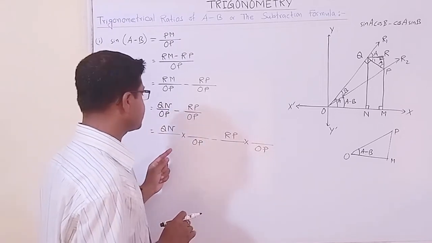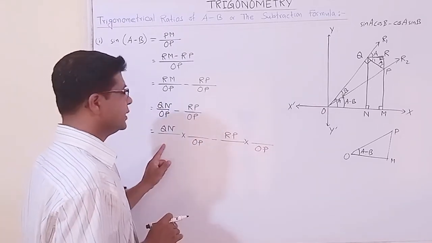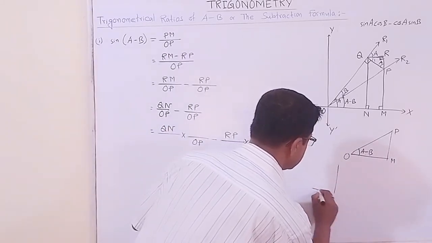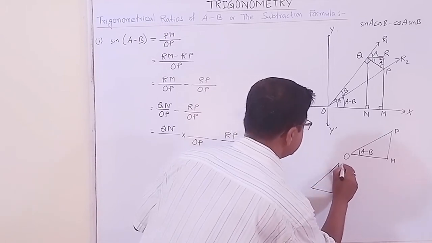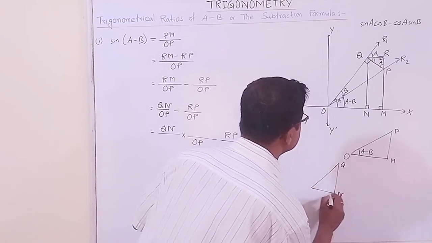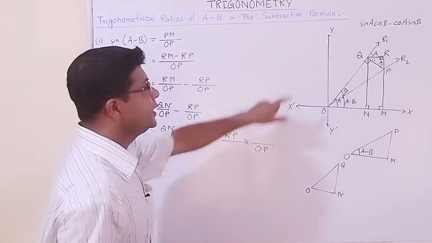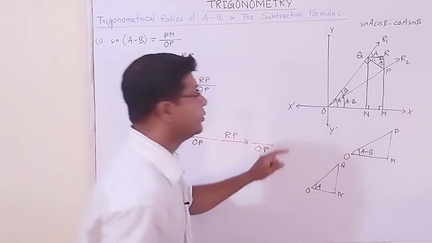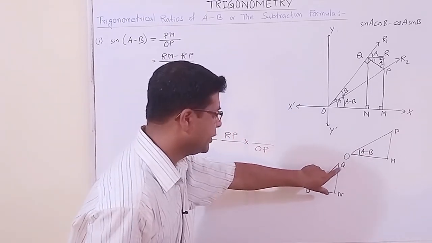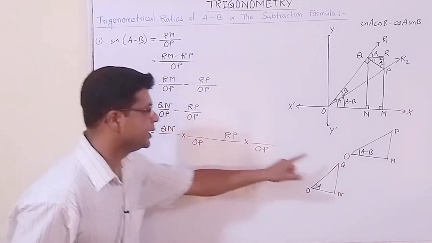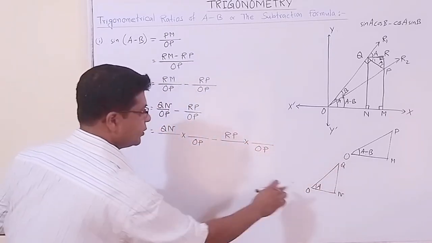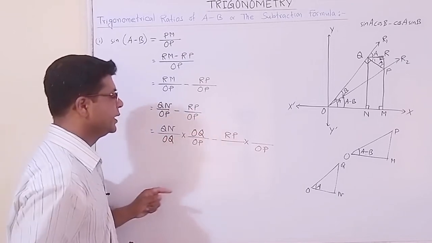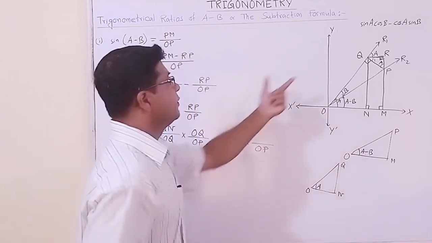At first we need sine of A. So now QN is in which triangle? Okay, let us draw the triangle. This is QNO. We need sine of A. Here in QNO, this angle is A. So we need sine A. Sine means perpendicular by hypotenuse. This side QN is there, so we need only OQ, because OQ is the hypotenuse. As we put OQ here, there also we have to put OQ. This is done. First part is done.